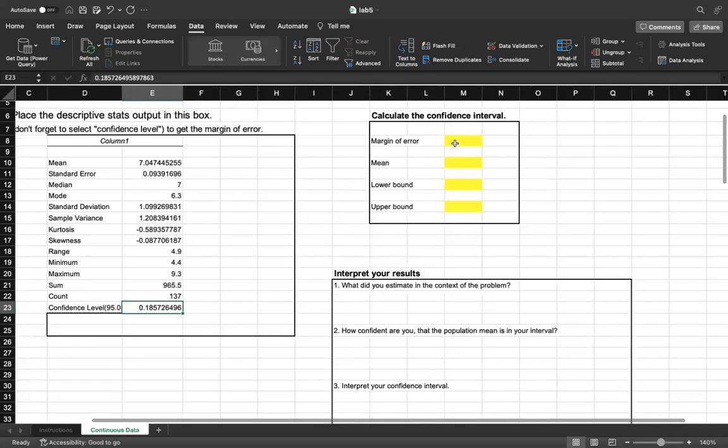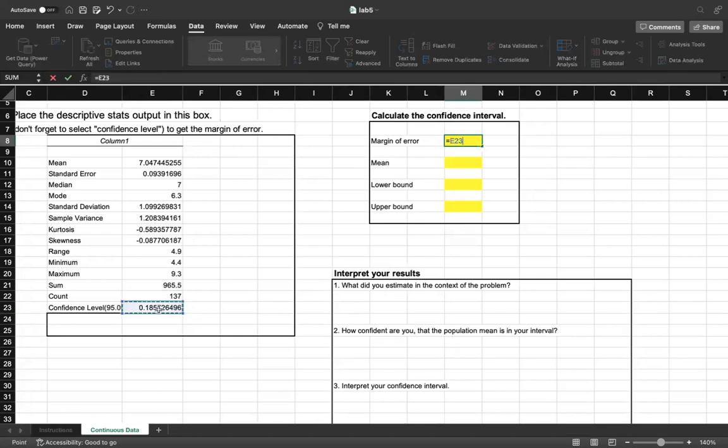So I'm going to click in this box right here, and I'm going to put equals and hit that to get the margin of error in that box. Yeah, I know you know how to find the mean. We're going to hit equal, click on the mean and hit enter.